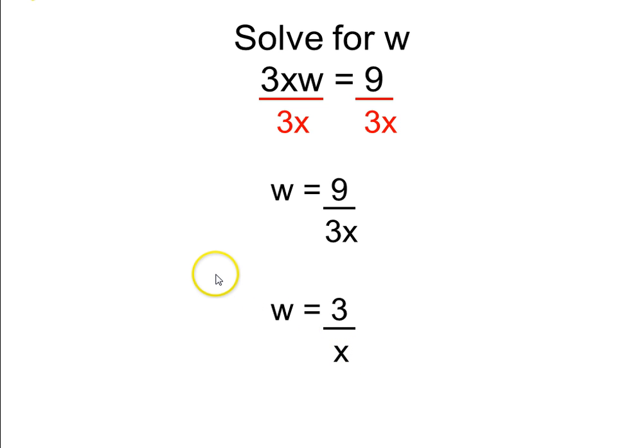So, a couple of examples on section 4.7. Got a couple more coming, so look out for those.